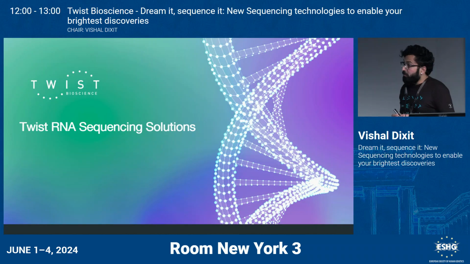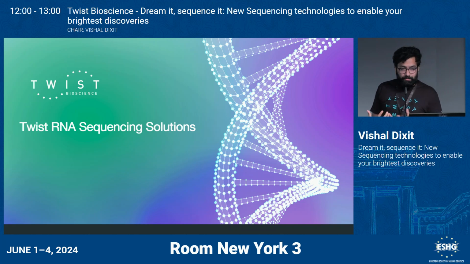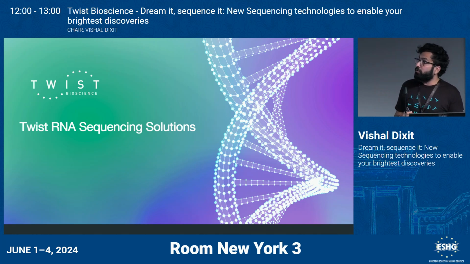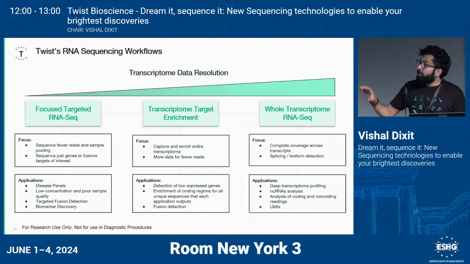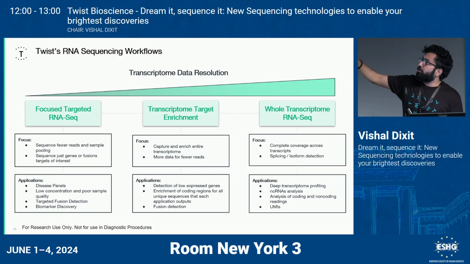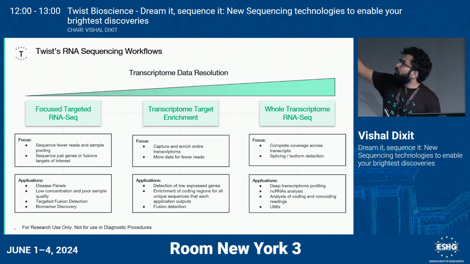So now, the DNA is very popular, but personally, I really like to explore the RNA. Twist recently also launched Twist RNA sequencing solutions. So we are providing a wide array of RNA solutions. For example, we have whole transcriptomics RNA sequencing, which you can use for unbiased transcript quantifications.